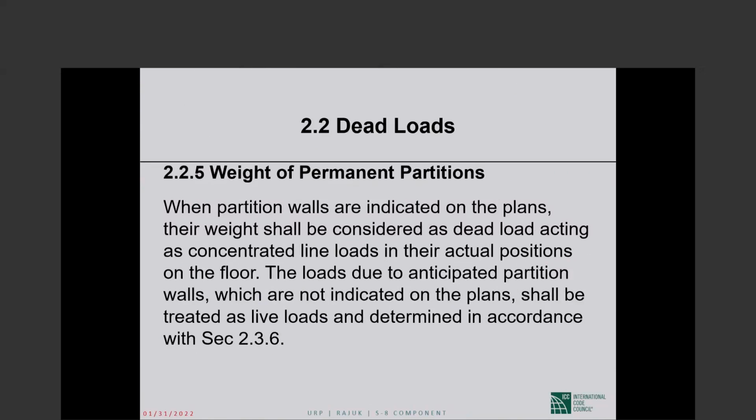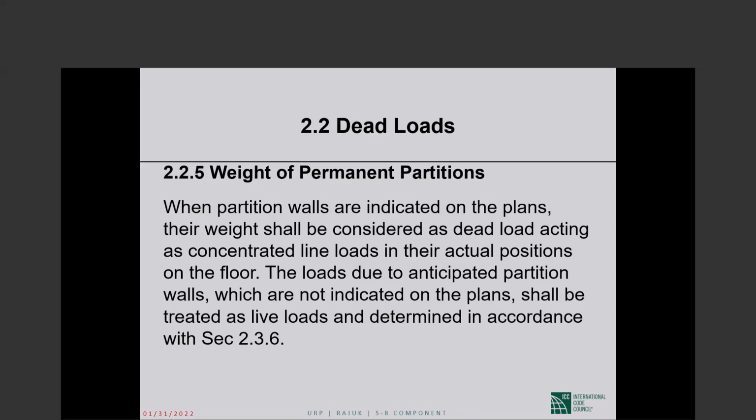Weight of permanent partitions. When partition walls are indicated on the plans, their weight shall be considered as dead load acting as concentrated line loads in their actual positions on the floor. That is totally understandable, and I don't know that I need to explain any of that. The loads due to anticipated partition walls which are not indicated on the plans, that is the important part, shall be treated as live loads and determined in accordance with section 236. We will go there. But the significant point is that permanent partitions are dead loads.